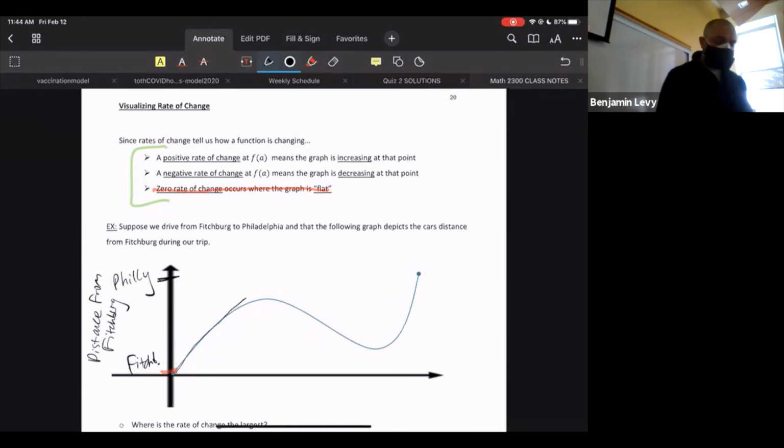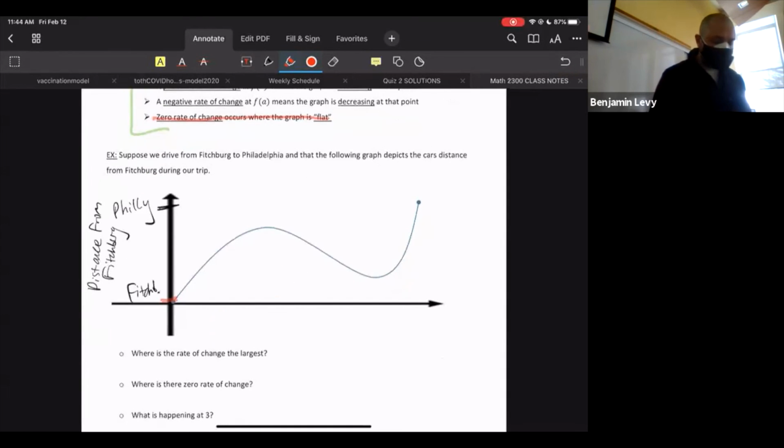So if that's the distance from Fitchburg, we started going towards Philadelphia. We got most of the way there, and then we turned around because we forgot something at home or something. I don't know. We left something at the gas station, where is that? That's like Worcester or something. And then we had to go all the way back, right? So we got closer, we turned around, and then we went back. And there are some questions at the bottom here that help us think about this situation.